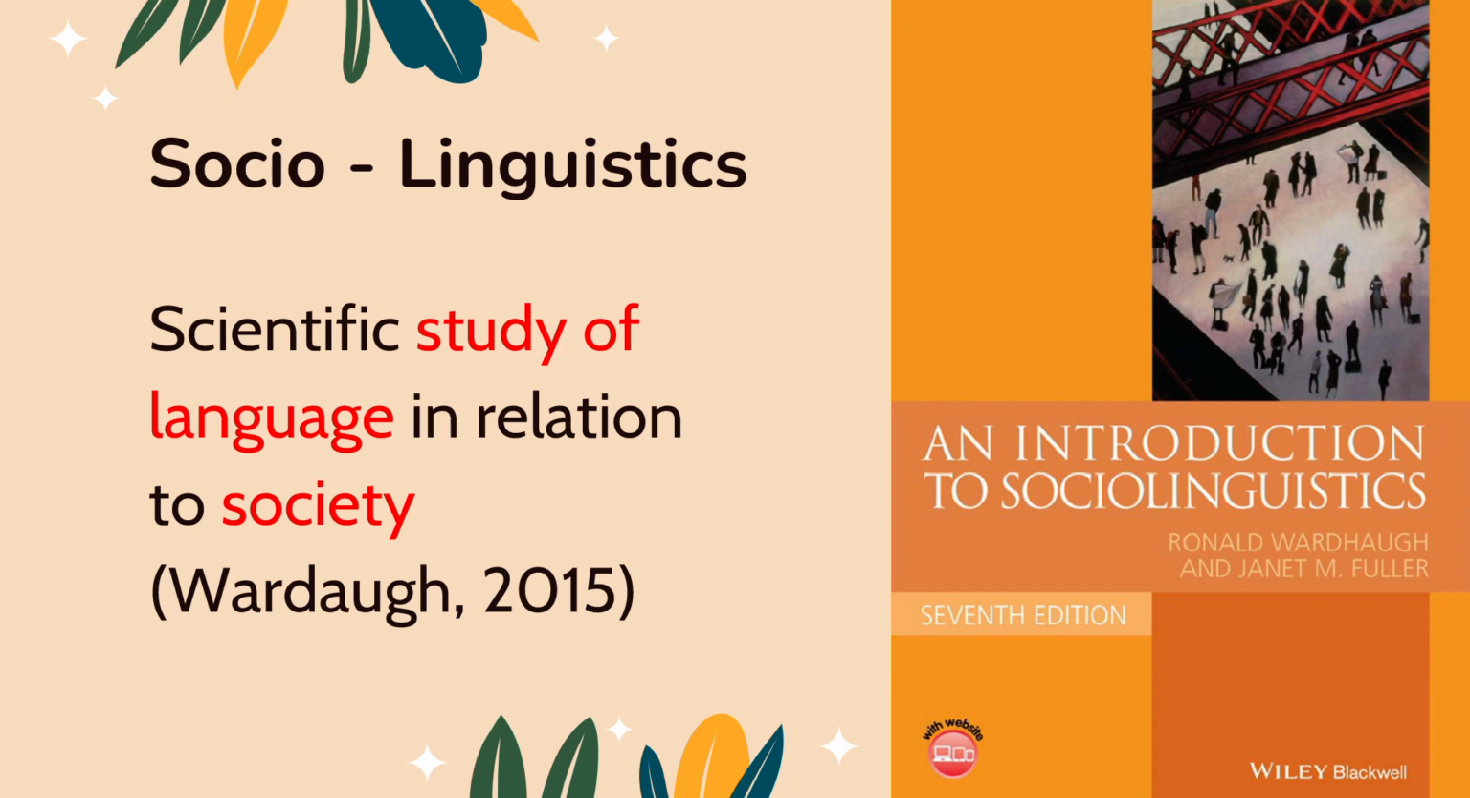Then let's go to define sociolinguistics. What is sociolinguistics? It's the scientific study of language in relation to society, a definition mentioned by Wardhaugh 2015. In simple terms, it looks at how language is used differently by different people depending on their social background, identity, or situation. This is highly relevant to research, whether you're observing classroom talk, conducting interviews, or analyzing text messages. Sociolinguistics helps you understand why people speak the way they do.